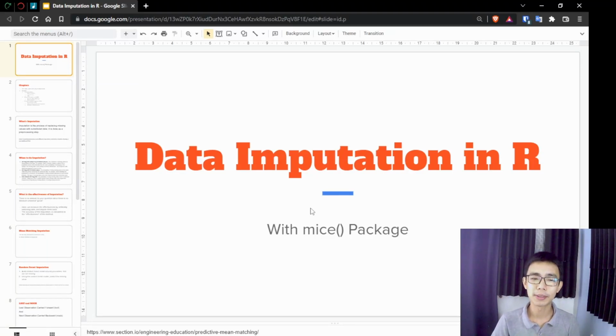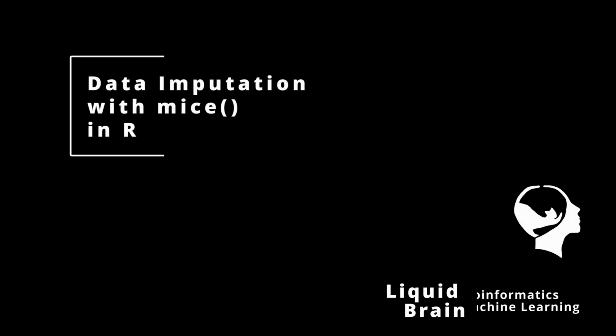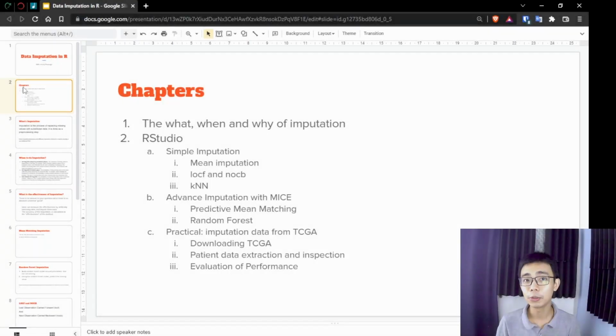So today I want to talk about data imputation in R, specifically with the mice package. There'll be a few chapters in the video where first I'll go through a Google slide on the when, what, and why of imputation, and then we're going to go into RStudio where there will be an R Markdown for you to go through some simple imputation such as mean imputation, LOCF, NOCB, and then k-nearest neighbor.